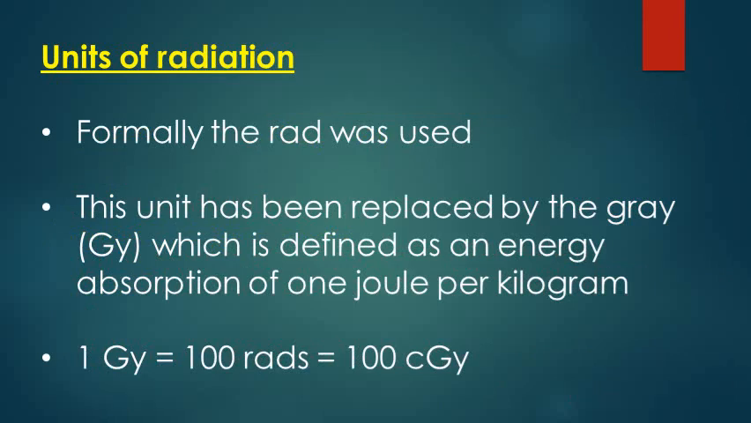For the unit of radiation, formerly the rad was used, but now it is replaced by the gray, which is defined as energy absorption of 1 joule per kilogram. 1 gray equals 100 rads equals 100 centigray.